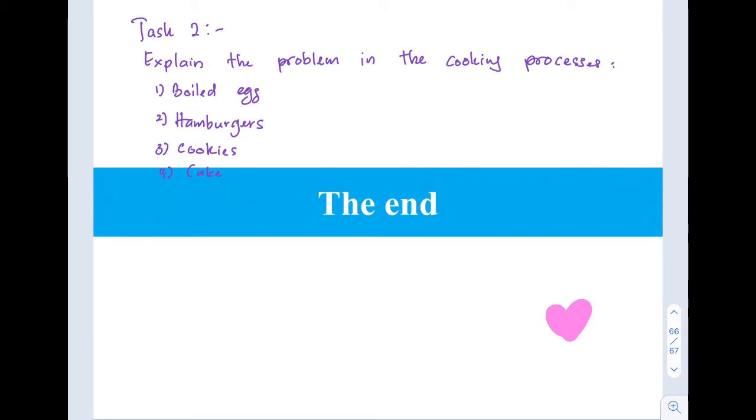So we have finished this chapter, and this is your task number 2. You need to explain the problem in the cooking process in the storyline from your textbook, the opening of this topic, where the problem involves boiled eggs, hamburgers, cookies, and cakes. You need to explain what happened, why it happened, and what the problem is, and submit all this explanation into Google Classroom. Thank you.